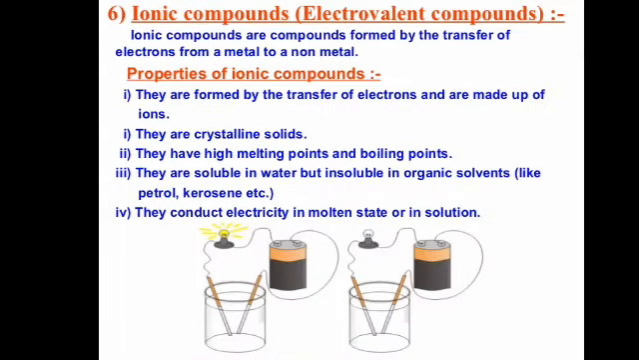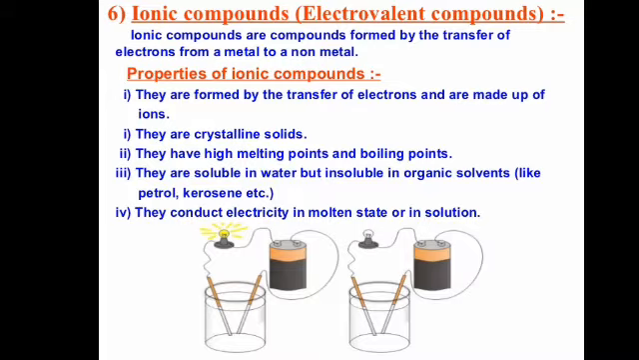Now, ionic compounds are electrovalent compounds. These are the compounds that are formed by the transfer of electrons from a metal to a non-metal. So, in ionic compounds, there are two ions of opposite charge that are bound to each other by electrostatic attraction. These ionic compounds have some unique properties. First, they are formed by the transfer of electrons and are made up of ions.